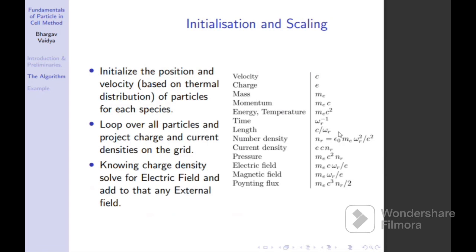So all the times in your simulations will always be measured in inverse plasma frequencies. You have a length scale given by c over omega p, because that is velocity into time. Number density will be given by this, and current density will be given by this, and so forth. So everything will be scaled according to this. All the scales are defined already, so you don't have to change anything because you are dealing with plasma. Okay.